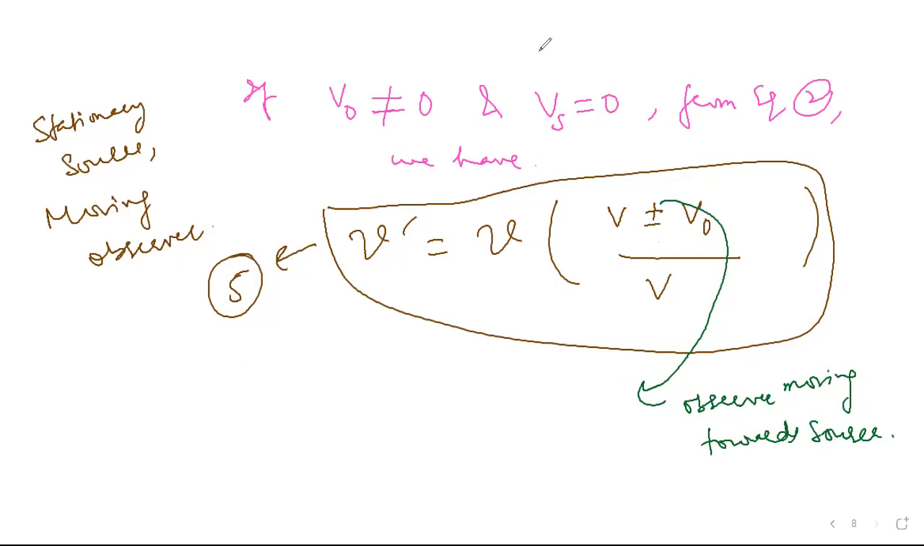So this negative sign you have to take for which case? For observer receding from source. So if observer recedes from source, this minus sign is taken, nu prime will be less than nu. Numerator is decreasing. If observer moves towards stationary source, you have to take the plus sign, right? Then we have if both are in motion. That's our main equation. I will go directly to that.